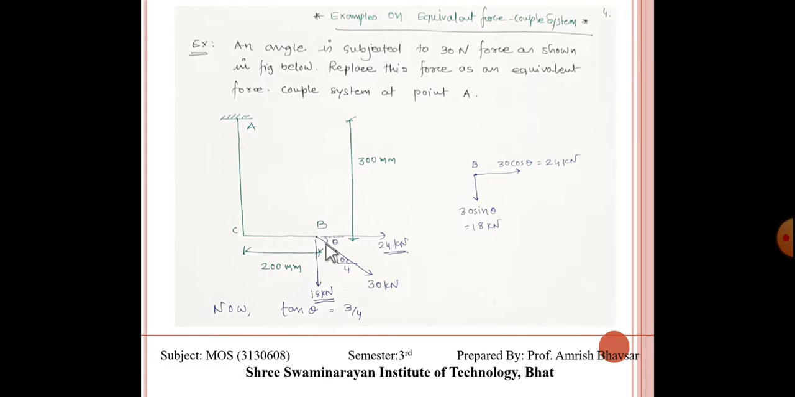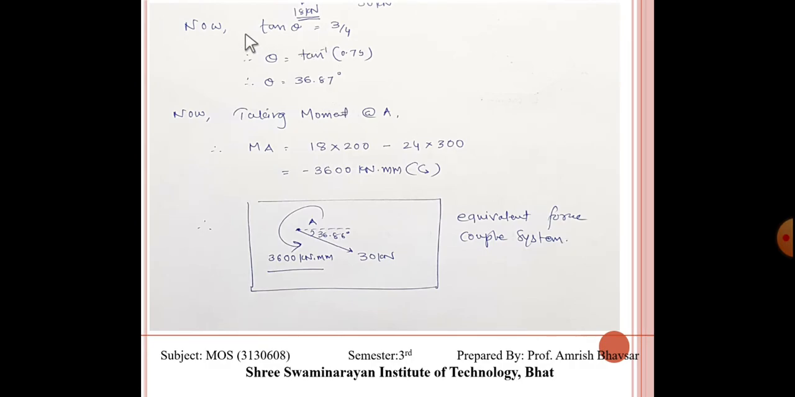So the moment at A due to this is clockwise 18 into 200, and this is anti-clockwise 24 into 300. The tan theta is equal to 3 by 4, so theta is equal to 36.86 degree. Now the components we can calculate from this theta. Now taking moment at A, 18 into 200 is clockwise, and minus 24 into 300. So we will get minus 3600 kilonewton into mm.